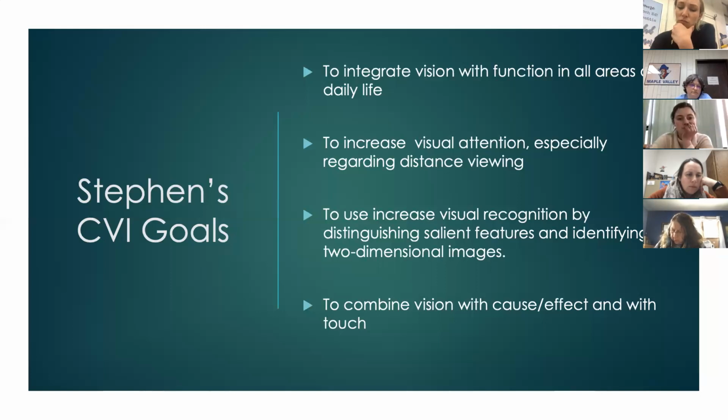And to increase visual recognition by distinguishing salient features, and identifying 2-dimensional images. Mostly right up until this point, he's been using 3-dimensional real objects. And then to combine vision with cause and effect and with touch, so that, for example, a good example of this would be a switch, or when he touches something there's some kind of a response.